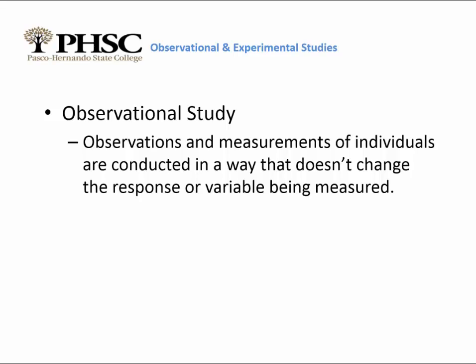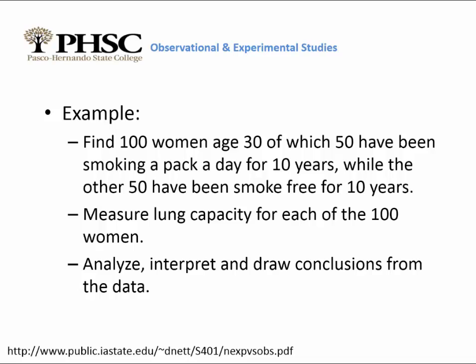So what's an observational study? An observational study is just observations and measurements of individuals that are conducted in a way that doesn't change the response or the variable being measured. And that's very important. So here's an example. We find 100 women, aged 30, of which 50 have been smoking a pack a day for 10 years, while the other 50 have been smoke-free for 10 years. Then we measure lung capacity for each of the 100 women, and then we analyze, interpret, and draw conclusions from the data. And that's an observational study because we didn't do anything. We found what was already there, and we just observed it and then measured it.